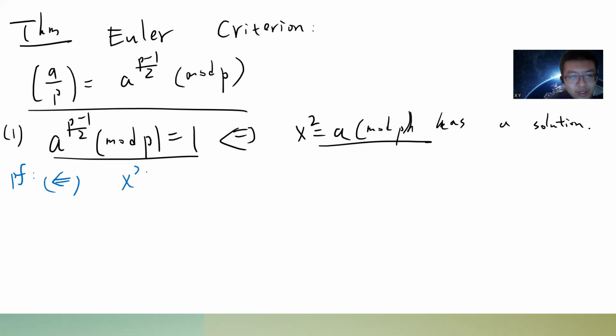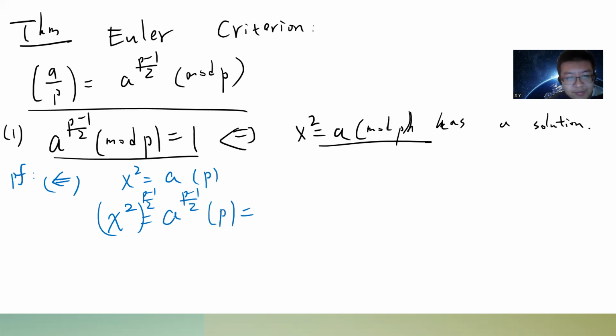So let's say we have x squared equals a mod p. Then a to the (p minus 1) divided by 2, mod p, will be x to the p minus 1, mod p.